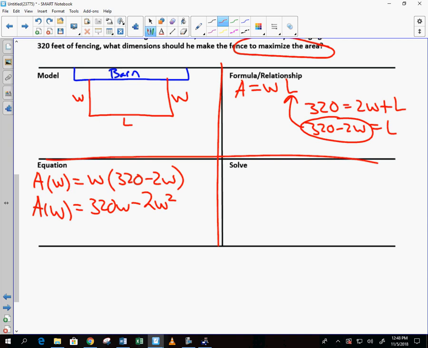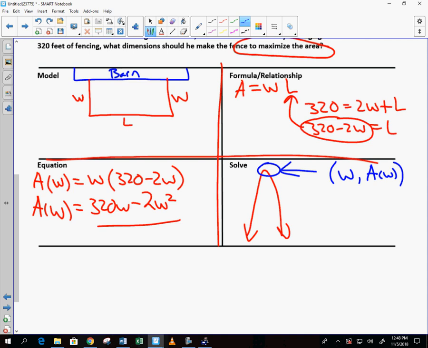My objective is to what? So what shape does this make? A parabola. Right side up or upside down? Upside down. Does it have a maximum? Yes. If it didn't, we'd be in trouble. It means we did something wrong. Want to maximize that area? That spot right there has a W value and an A of W value. How do I find that spot?